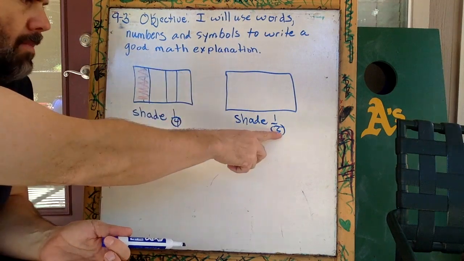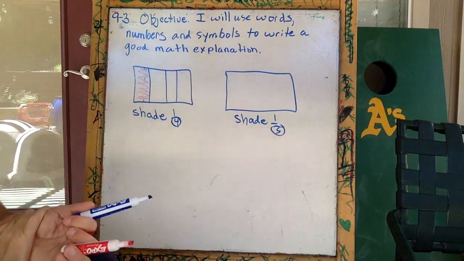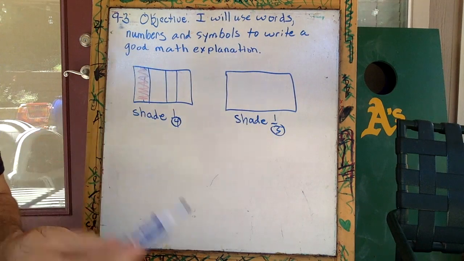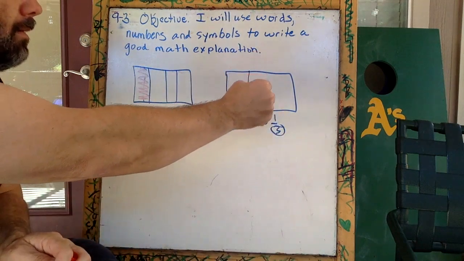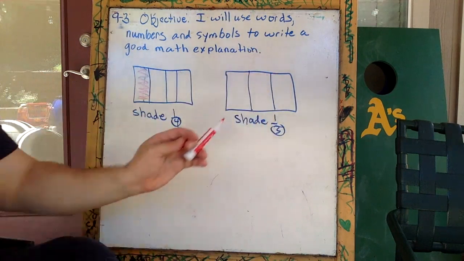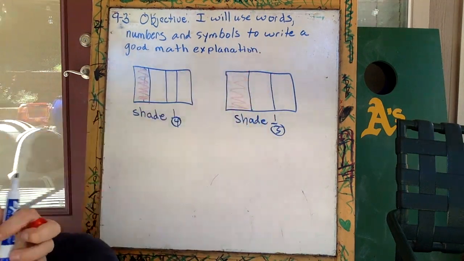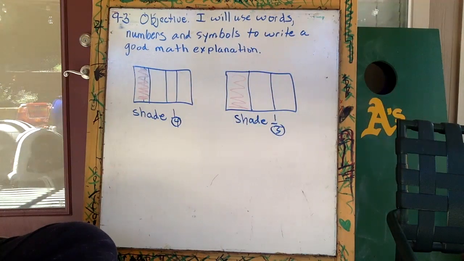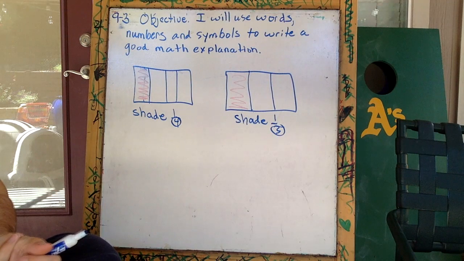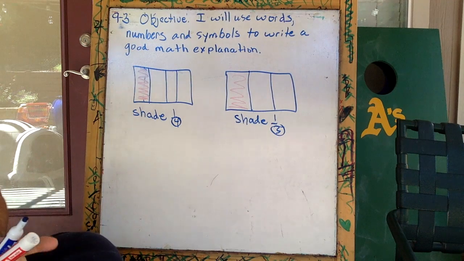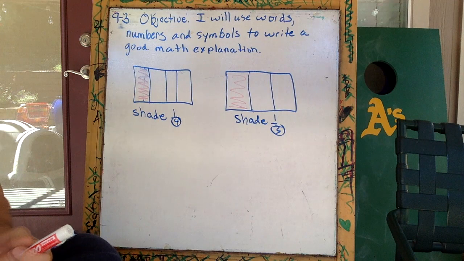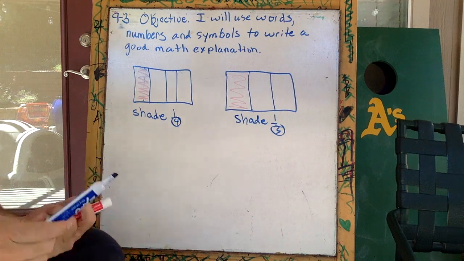Over here, the 3 tells me that my denominator is 3. So I need to make this rectangle into 3 equal parts. And it says shade 1/3 of that. So again, I'm just going to shade one box to show 1/3. So the problem says to write and explain how you decided how much of each rectangle to shade. So how do we write that as an answer?